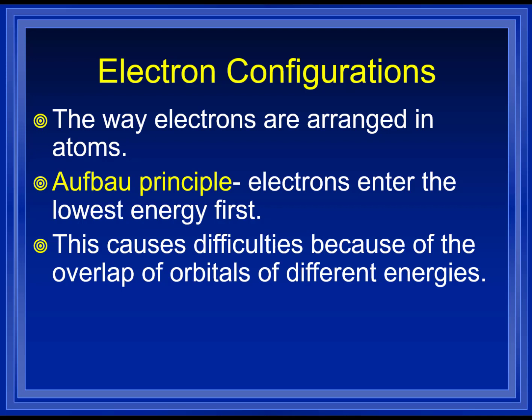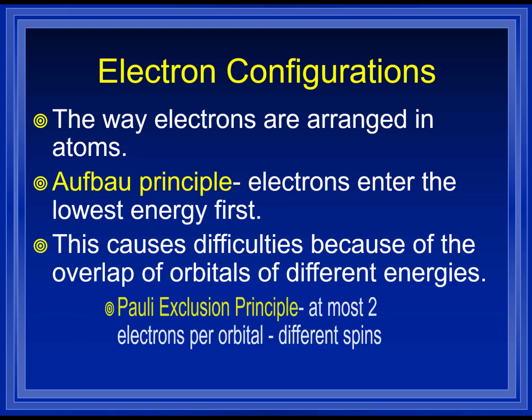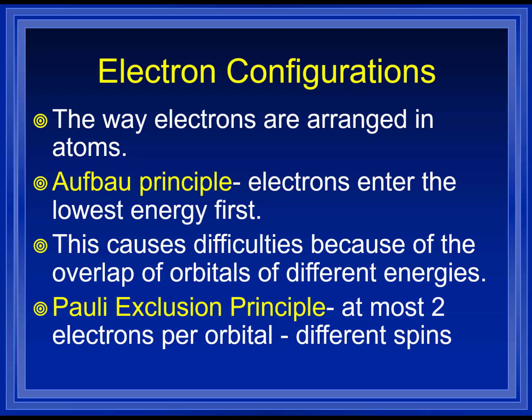We said every time we had an orbital, it had room for 2 electrons. That's called the Pauli exclusion principle. At most 2 electrons in an orbital. You can have 0, you can have 1, or you can have 2, you can't have 3. The hard part to explain is, why can you have 2? That's the hard part, not why only 2. The hard part is, how does the second one stick?